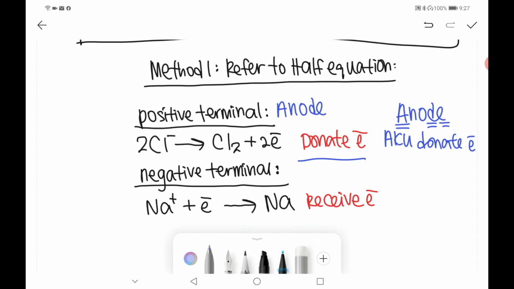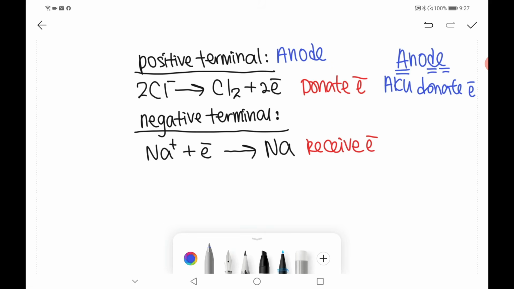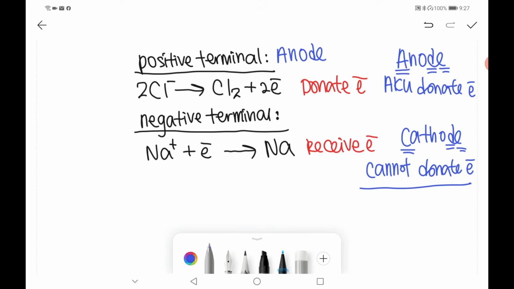So what about the negative terminal? The negative terminal receives electron. Receiving electron means cathode. Why? Cathode, we learned before: C stands for cannot, D is donate, E is electron. So cathode cannot donate electron. Cannot donate means receive. So cathode always receives electron. Since at the negative terminal they receive electron, your negative terminal is cathode. So this is how we decide.